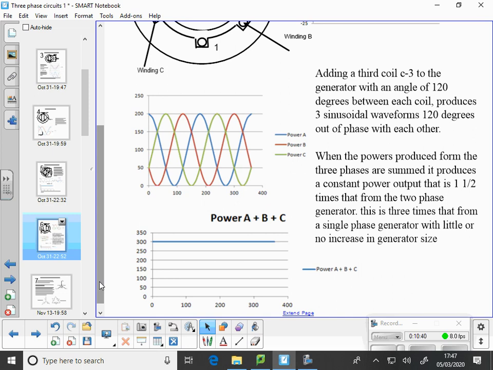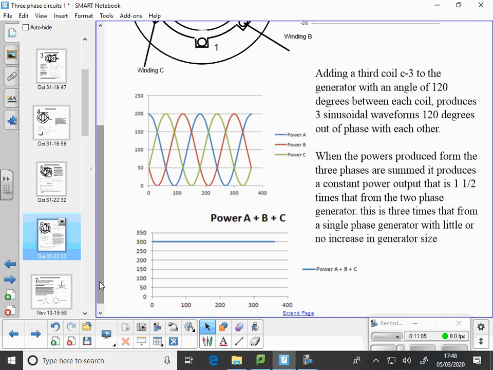So when the powers produced from the three phases are summed, it produces a constant power output that is 1.5 times what you get from two phases. This is three times what we got from the single phase generator, with little or no increase in generator size.